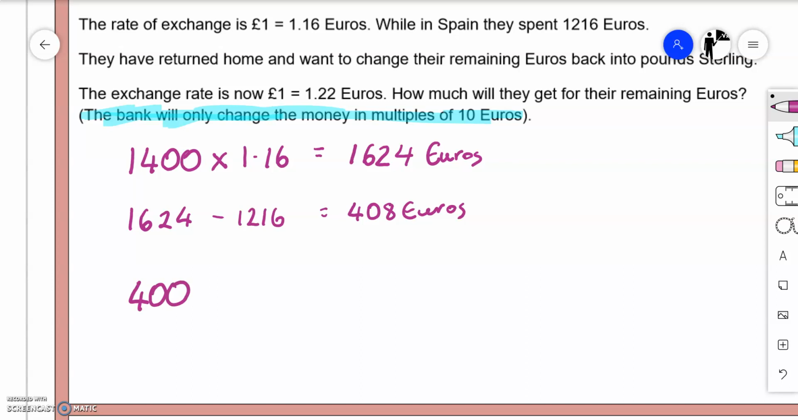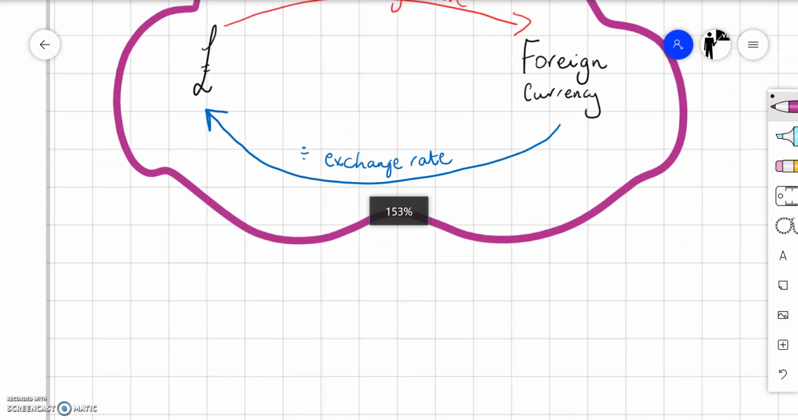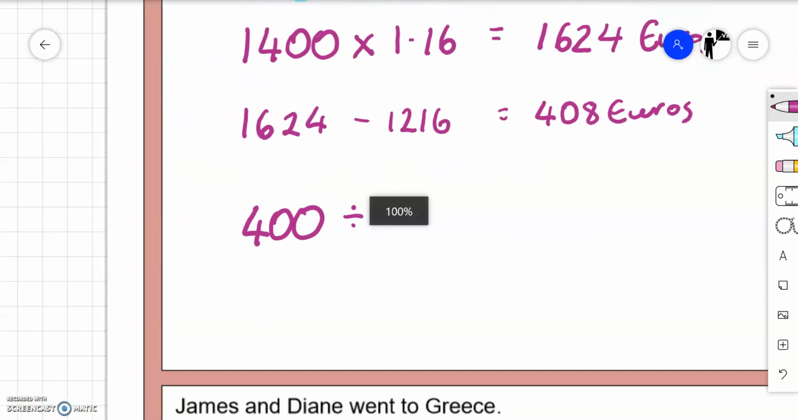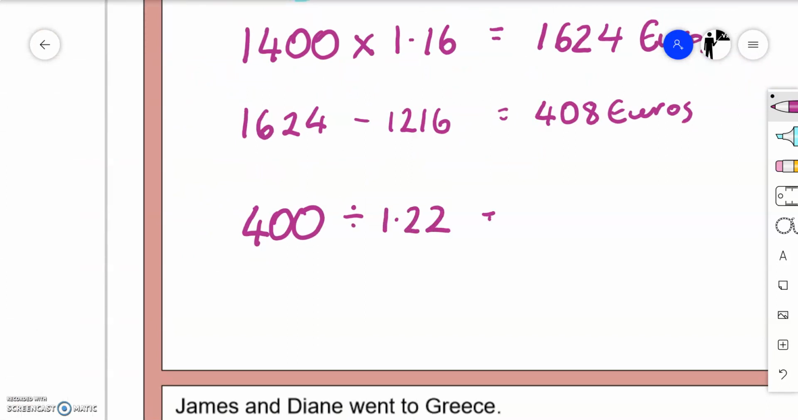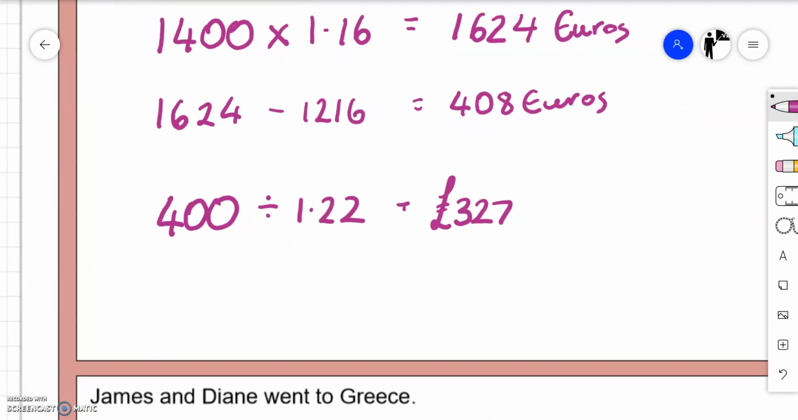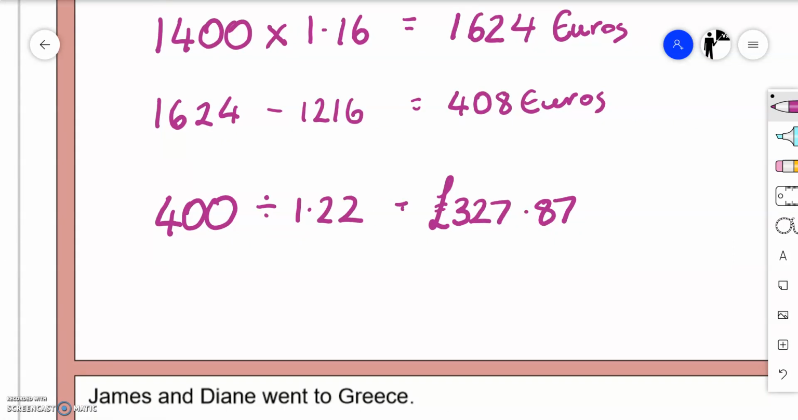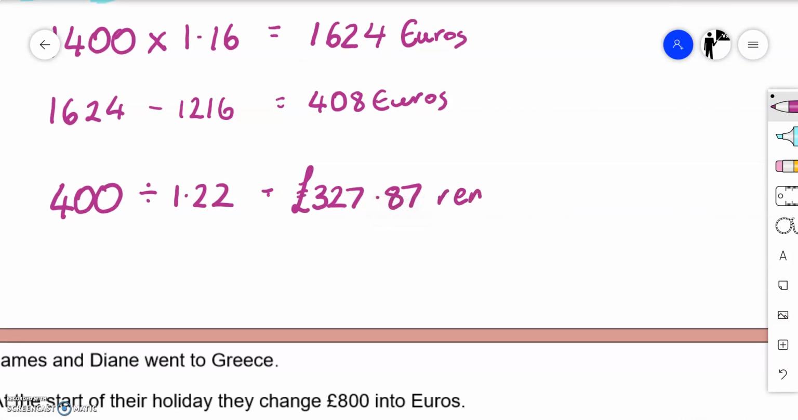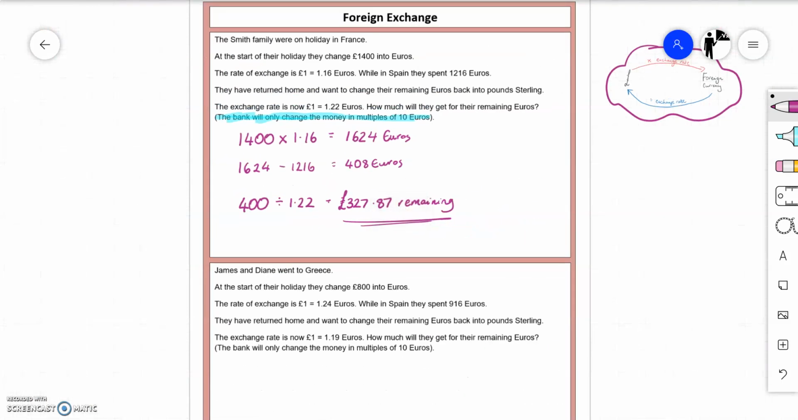And we want to change that back to pounds. So remember, if we're going from a foreign currency to pounds, we divide by the exchange rate. So we're going to divide, and this time the exchange rate, I think it was 1.22. So 400 divided by 1.22 is going to be £327 and 87 pence. £327 and 87 pence is what they will have remaining at the end of their trip. So if you just take it line by line, it should hopefully be quite self-explanatory here.